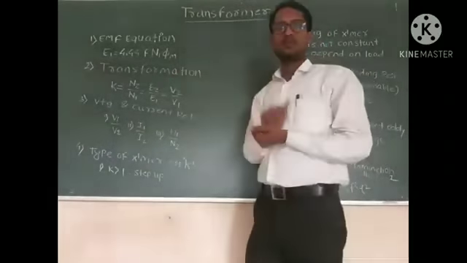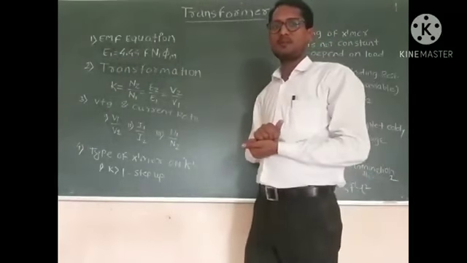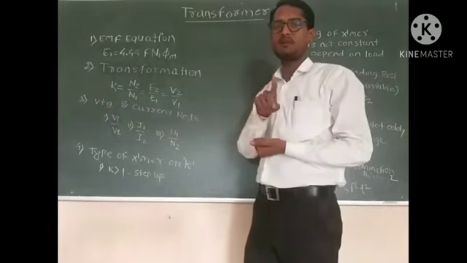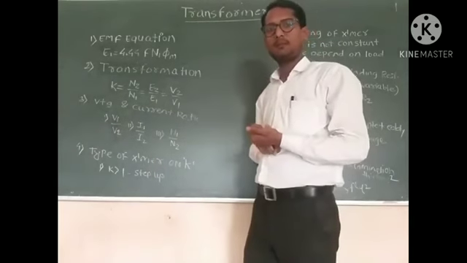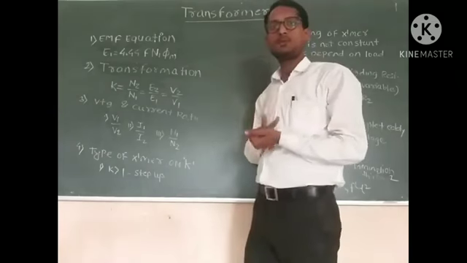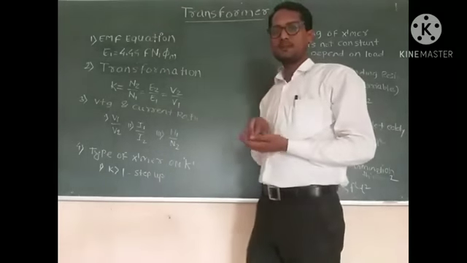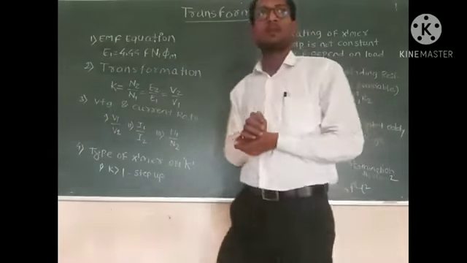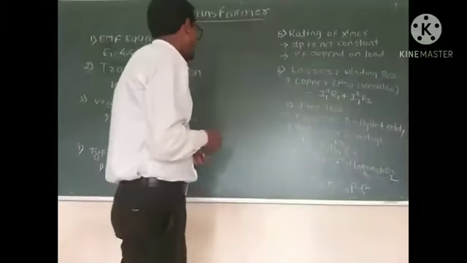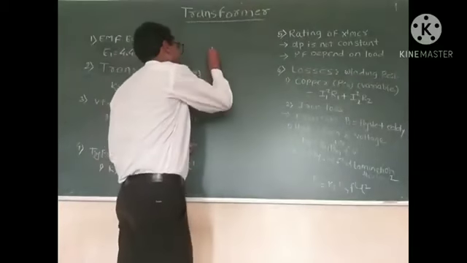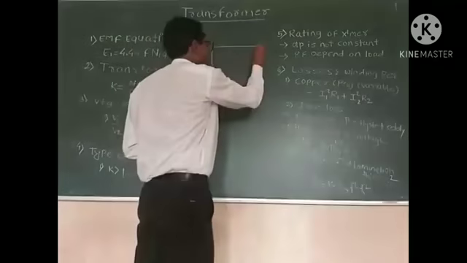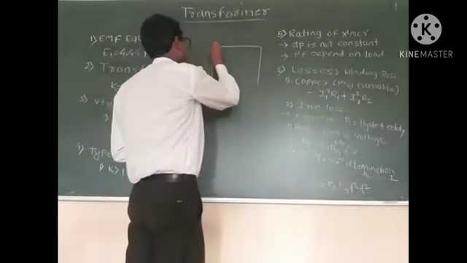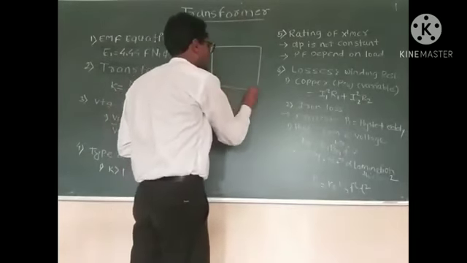There are two types of EMF in a transformer. First is E1, that is the EMF induced by the primary winding, and second is E2, that is the EMF induced by the secondary winding. So we will draw a circuit diagram here. With this circuit diagram, we will briefly explain the EMF ratio of the transformer.